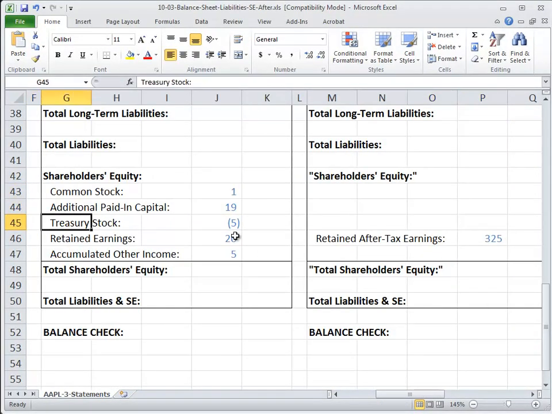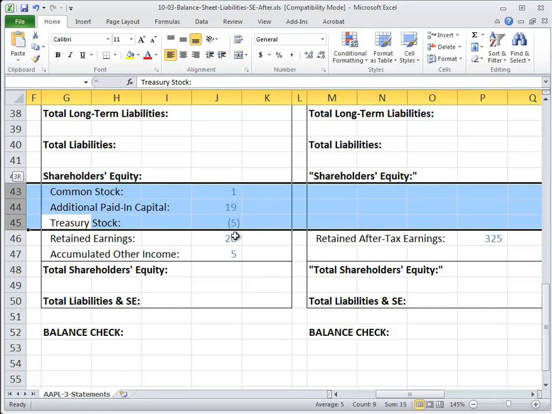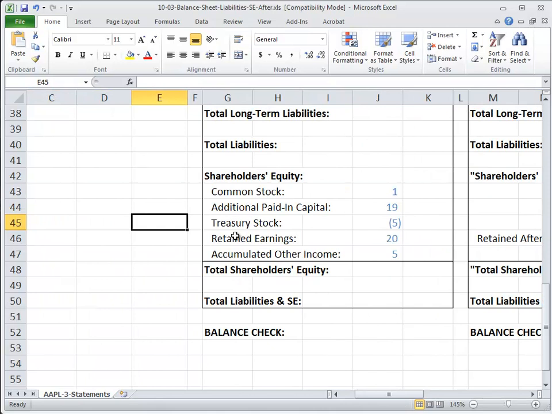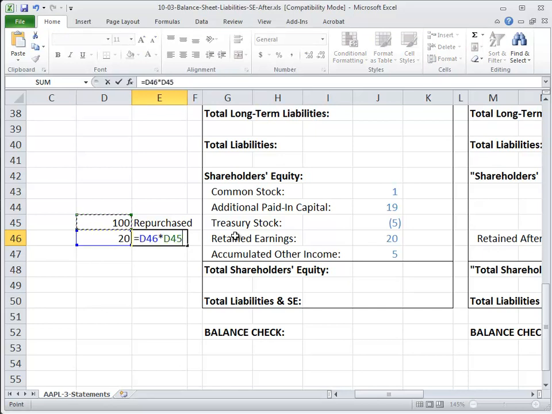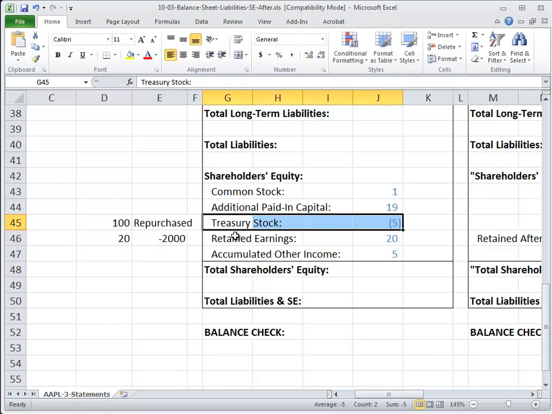Treasury stock right here is the opposite of these two items. So treasury stock represents stock that the company has repurchased. So let's say that Apple decides to repurchase 100 shares, and their shares are currently trading at $20 a share. Well, if they repurchase all 100 shares and it's trading at $20 a share, they would get a negative 2,000 line item. Treasury stock is always going to be a negative value, assuming that they have actually repurchased shares.